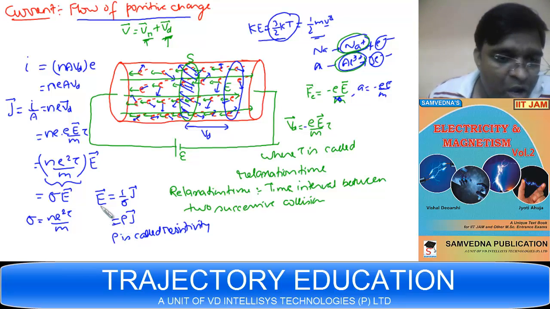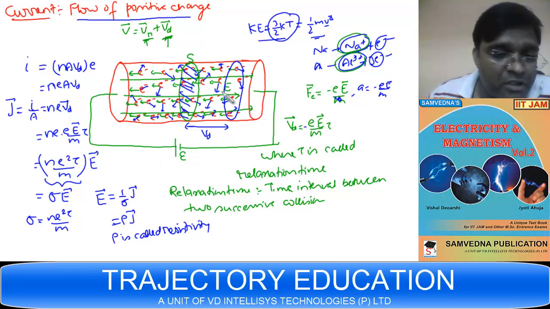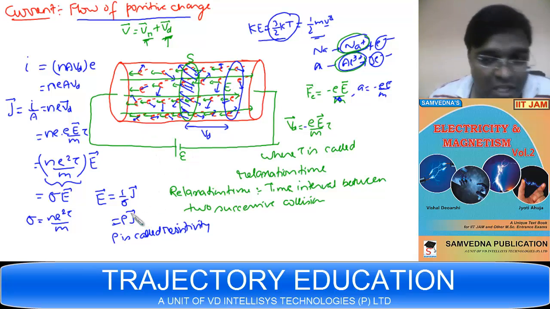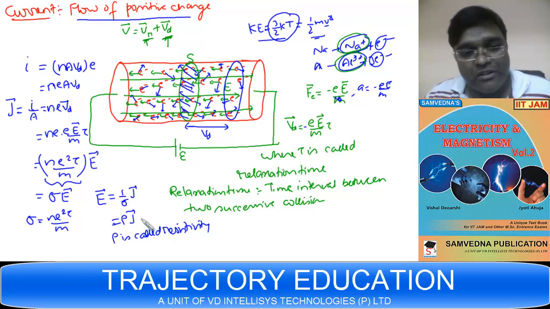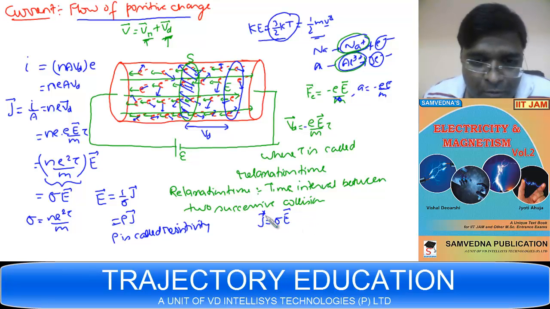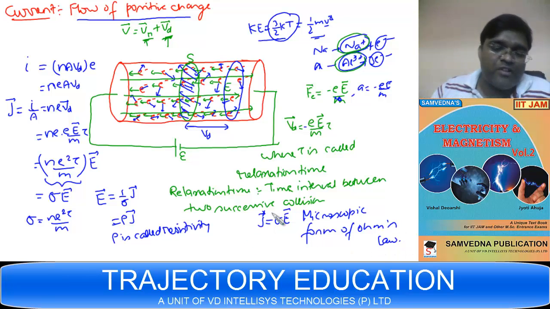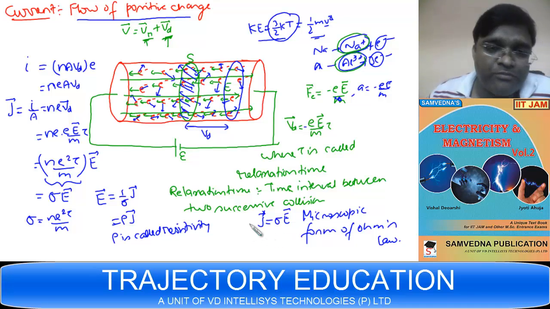So it decides what will be the amount of current generated where an electric field is produced inside a conductor. This rho is going to decide how much current will be generated. E equals rho into J, which is nothing but J equals sigma E. It's the microscopic form of Ohm's law. The microscopic form of Ohm's law.